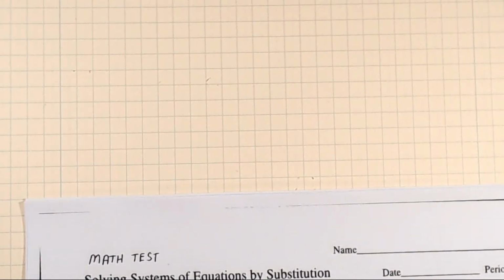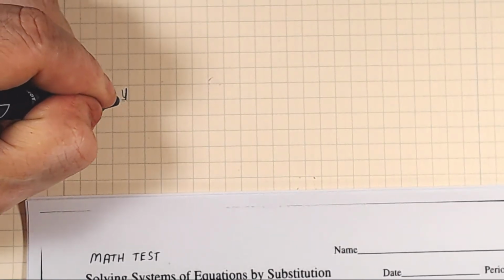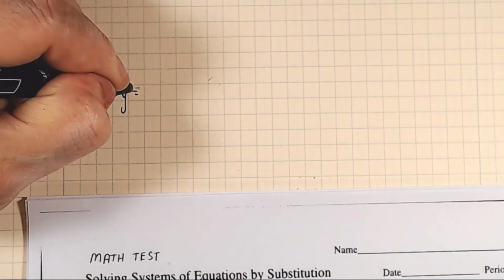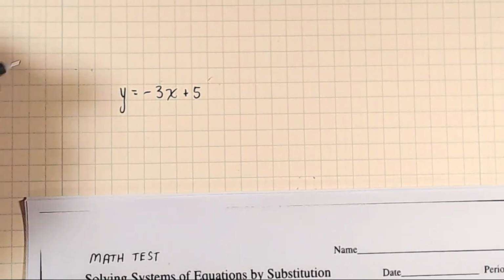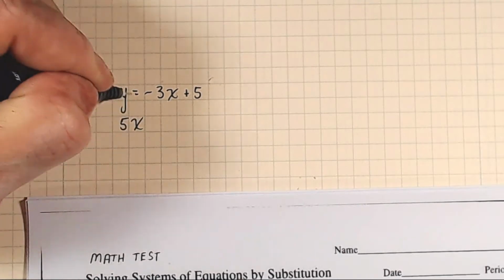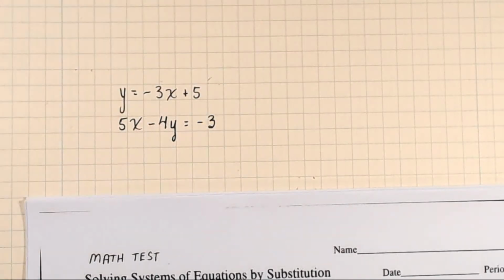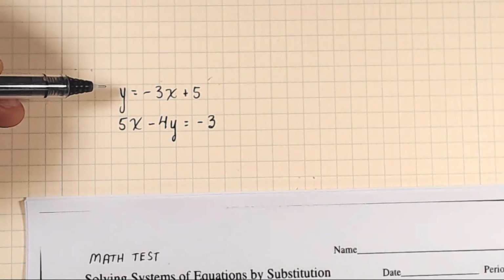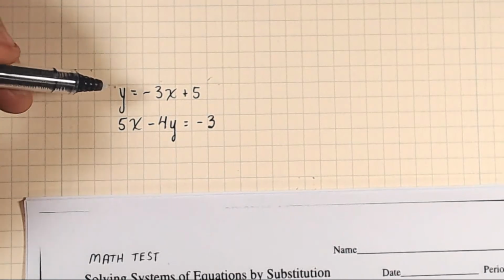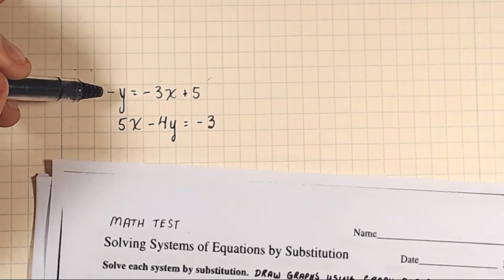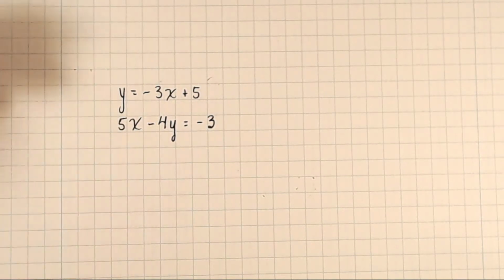All right, we're going to do number 3. Here is the system of equations that you're given. You're given y equals negative 3x plus 5. You're also given 5x minus 4y equals negative 3. Because this first equation is already written in slope-intercept form, we don't have to do anything with it. We can leave that alone for right now. But we need to rewrite this standard form equation in slope-intercept form. So how do we do that?